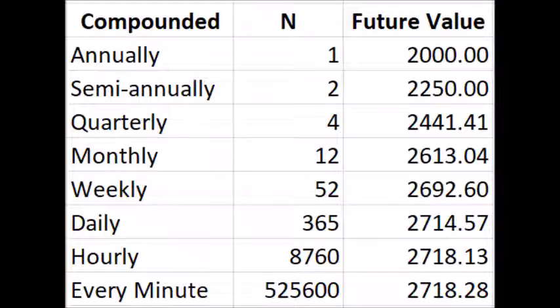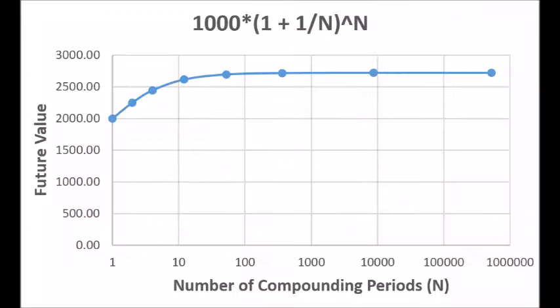That interest was compounded 525,600 times because that's how many minutes are in a year, assuming exactly 365 days in a year. In another lesson, we will explain more on how to perform these calculations, so stick around for that. A plot of that data looks like this. Notice that eventually the graph flattens out around $2,718, as we saw on the previous screen.